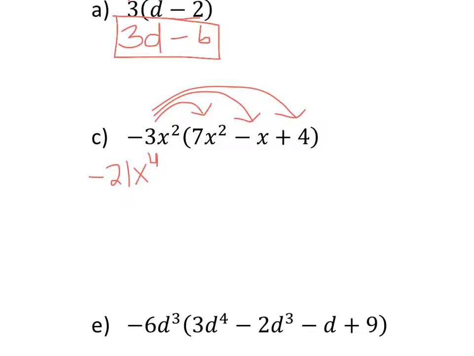Next term, negative 3x squared times negative x. Remember, there's an invisible 1. Negative 3 times negative 1 is positive 3. There's an exponent of 1 there, so x squared times x is x to the 3rd. Last term, negative 3x squared times 4. Negative 3 times 4 is negative 12. There are no variables with 4, so we just carry over our x squared. When you're doing this, make sure you're writing in standard form, which means your degrees are in greatest to least order.